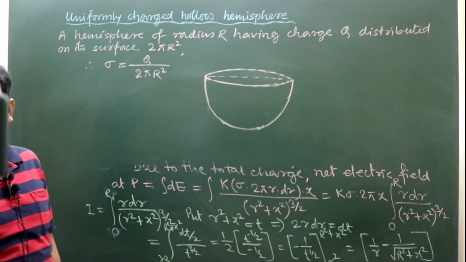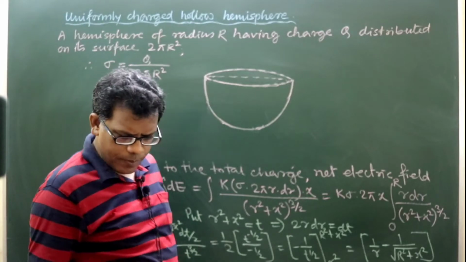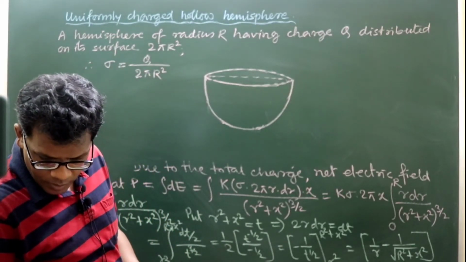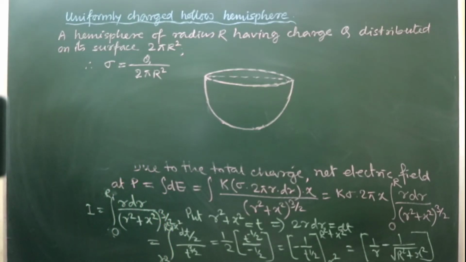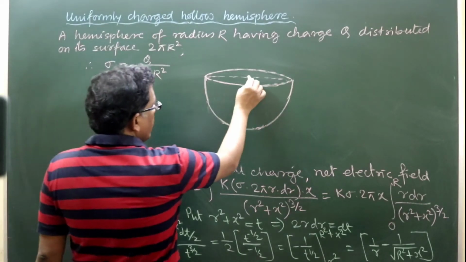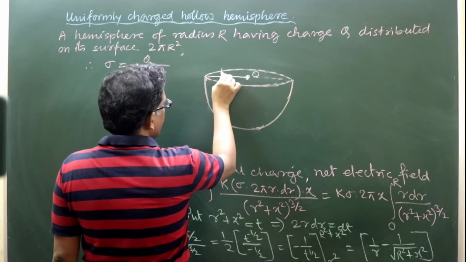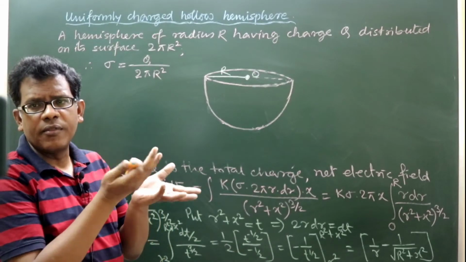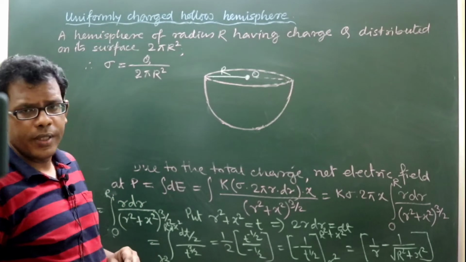Is this drawing fine? It is representing a hollow hemisphere, right? This is the hollow hemisphere. Its center is at O. So this is the radius r. So charge is residing on its curved surface. Okay, so curved surface area is 2 pi r square.